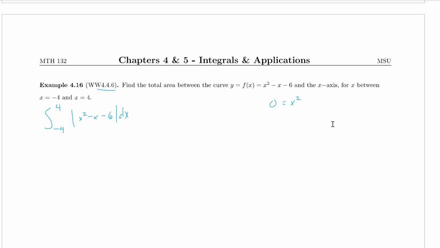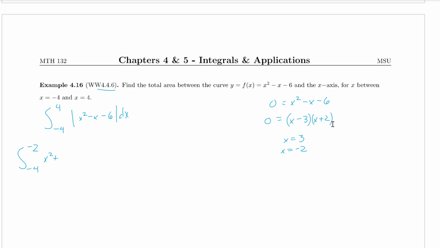And remember, what we're going to do is set our integrand equal to 0 to find the zeros of the integrand. We're going to solve this one by factoring. We can factor this into x minus 3, x plus 2, which tells us that there's zeros at x equals 3 and x equals -2. Then we're going to split up our integral using those new zeros.